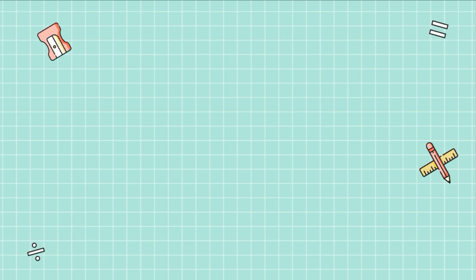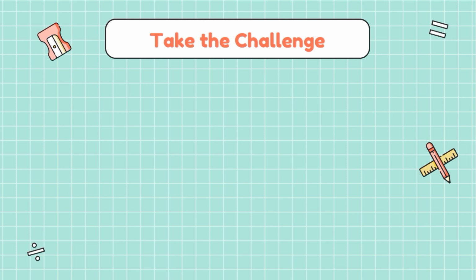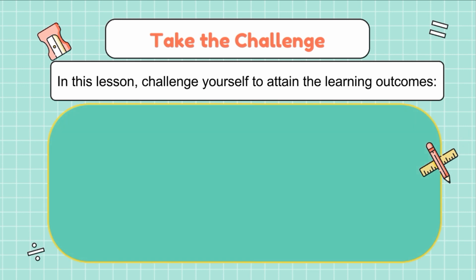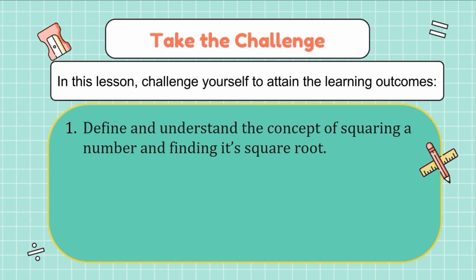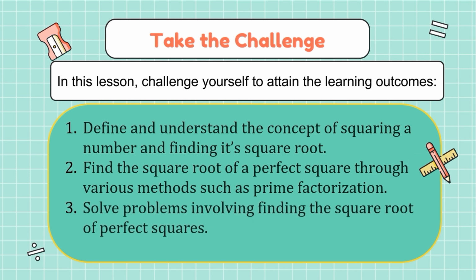In our lesson, what we call Take a Challenge, challenge yourself to attain the learning outcomes. First, define and understand the concept of squaring a number and finding its square roots. Second, find the square roots of a perfect square through various methods using prime factorization. Third, solve problems involving finding the square roots of perfect squares.